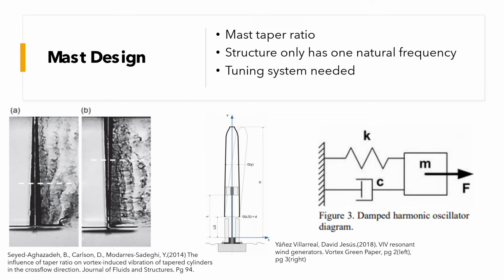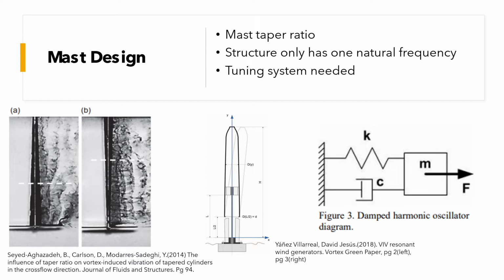Many studies have been done on the design of the mast. The cylindrical cross-section has been clearly proven to be optimal, but the taper ratio of the diameter of the mast is still being studied. As seen in the left set of pictures, a negative or positive taper ratio has significant effect on the synchronizing of the vortex shedding along the height of the mast.